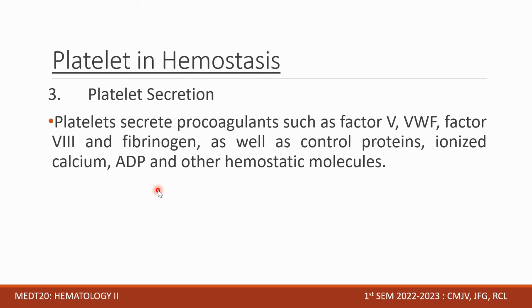Next, we have platelet secretion. Once platelets are activated, they secrete procoagulant factors such as factor 5, the von Willebrand factor, factor 8, and fibrinogen. As well as control proteins, ionized calcium, ADP, and other hemostatic molecules. So once the platelet is activated, it secretes these procoagulants, which will hasten the process of forming our fibrin clot, or our stable platelet plug.